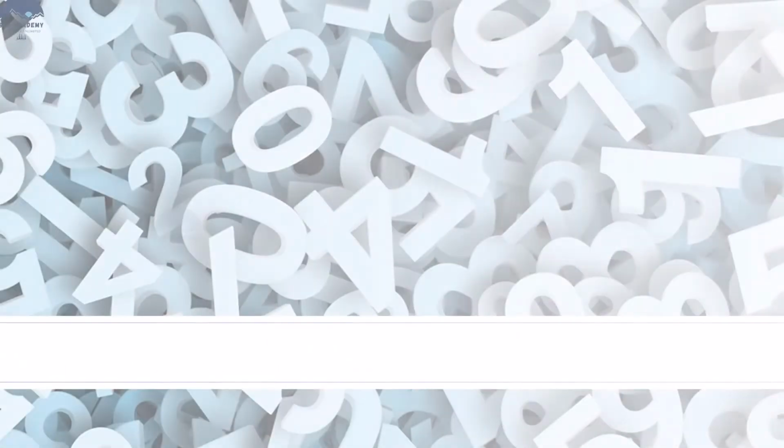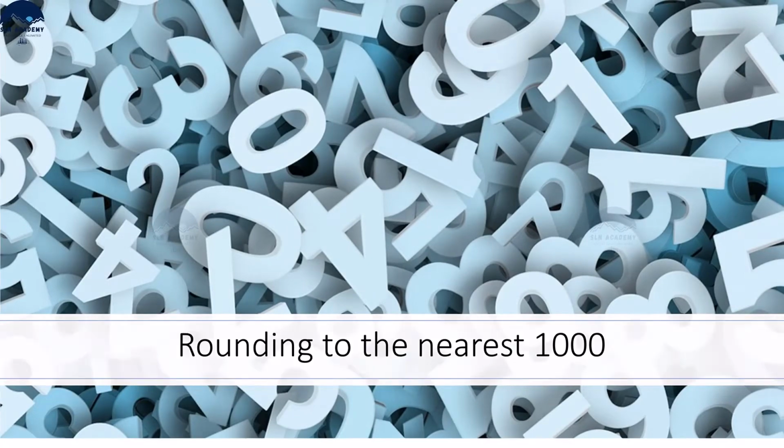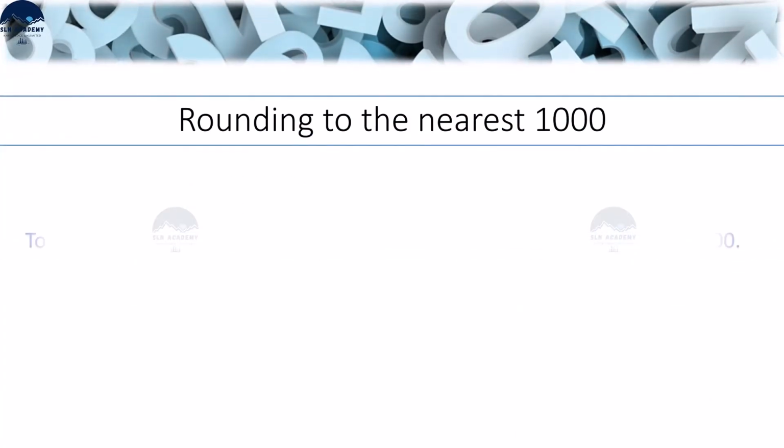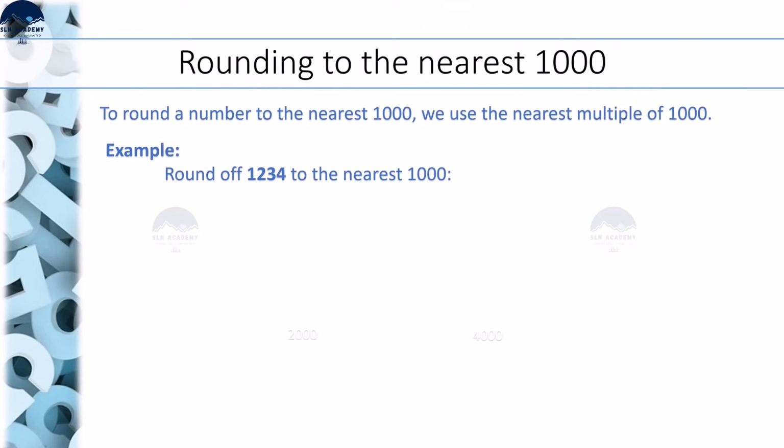Rounding to the nearest thousand. To round a number to the nearest thousand, we use the nearest multiple of thousand. Let us take an example. Rounding off 1234 to the nearest thousand. Take multiples of thousands nearby the number 1234.